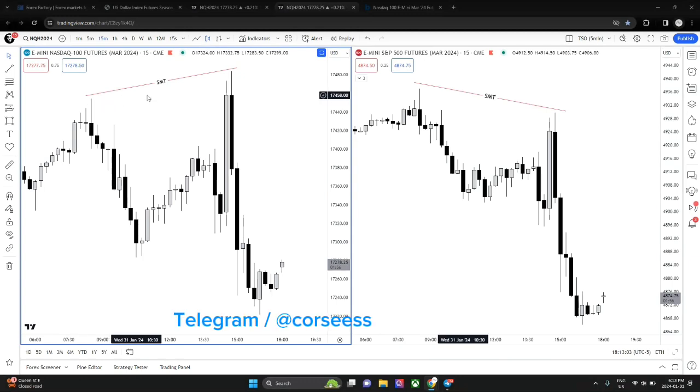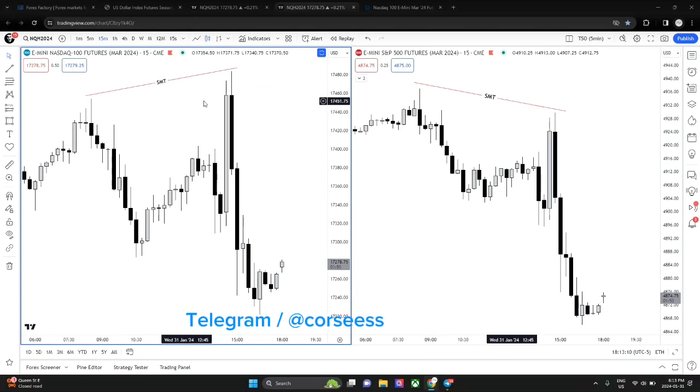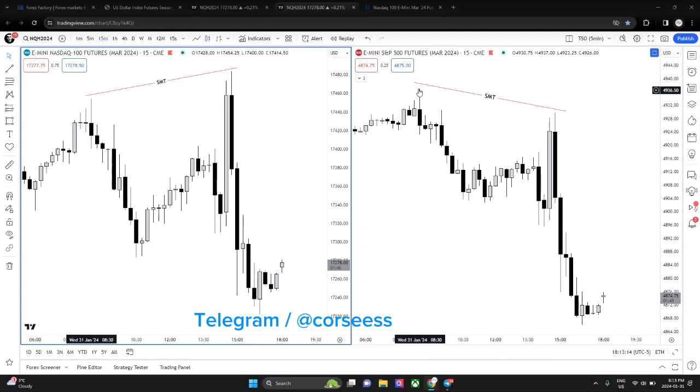And remember that this is also sequential SMT. This high was formed in New York session. And this high was formed when? In the afternoon session. The same thing happened here, right?